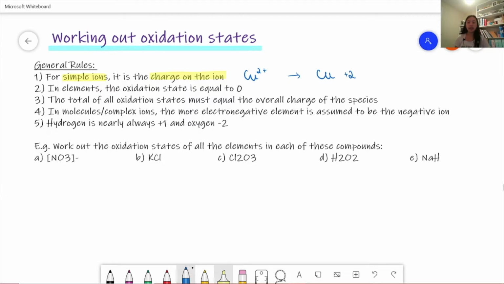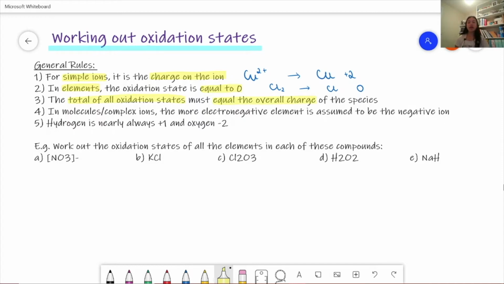And the second rule is that in elements, the oxidation state is equal to 0. So for example, if we look at chlorine, so we have Cl2, the oxidation state that we have for chlorine is 0 because chlorine is an element. And the third rule is that the total of all oxidation states must equal the overall charge of the species.